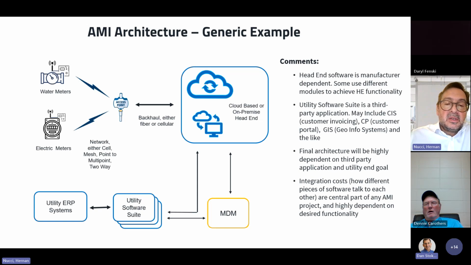So in a nutshell, this is how the system works. You have meters getting to an access point, the DCU, gatekeeper, it depends the name the manufacturer put to the thing, but essentially it's collecting all the information through a backhaul. It could be Ethernet or fiber, goes to the cloud, and from the cloud is integrated into the utility software suite or an MDM and the MDM to the utility software suite.